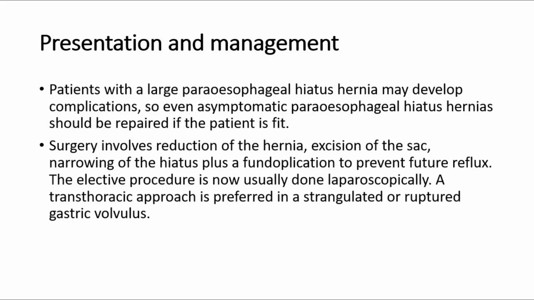Patients with a large paraoesophageal hiatus hernia may develop complications, so even asymptomatic paraoesophageal hiatus hernias should be repaired if the patient is fit. Surgery involves reduction of the hernia, excision of the sac, narrowing of the hiatus plus a fundoplication to prevent future reflux. The elective procedure is now usually done laparoscopically. A transthoracic approach is preferred in a strangulated or ruptured gastric volvulus.